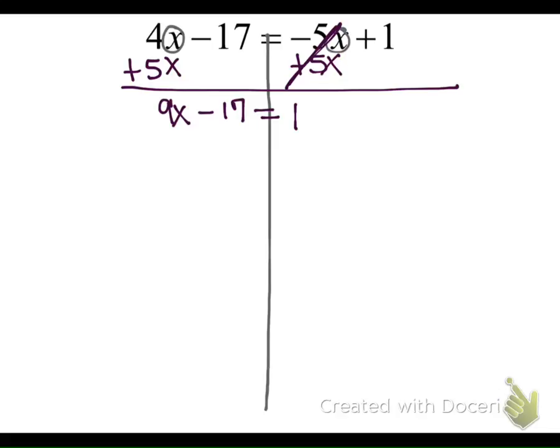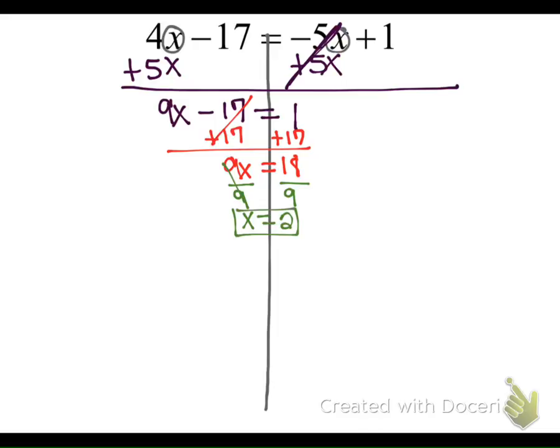So how do I solve as usual? Plus 17. 9x equals, what's 1 plus 17? 18. And then the last step? Divide by 9. And you should get x equals 2. X equals what? 2. 2, correct. Thank you. Any questions on that one?